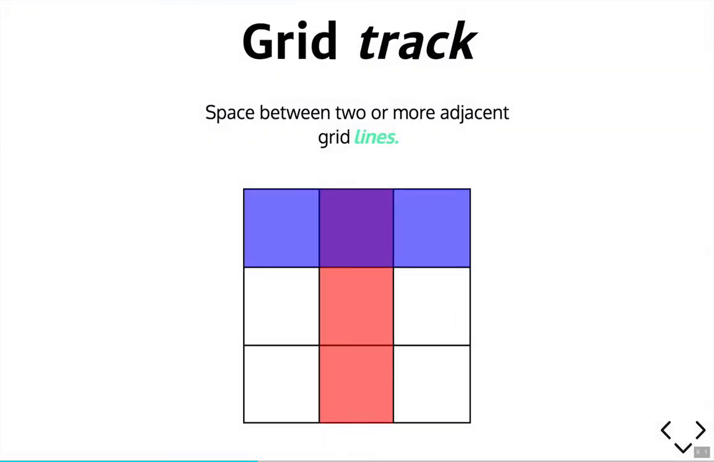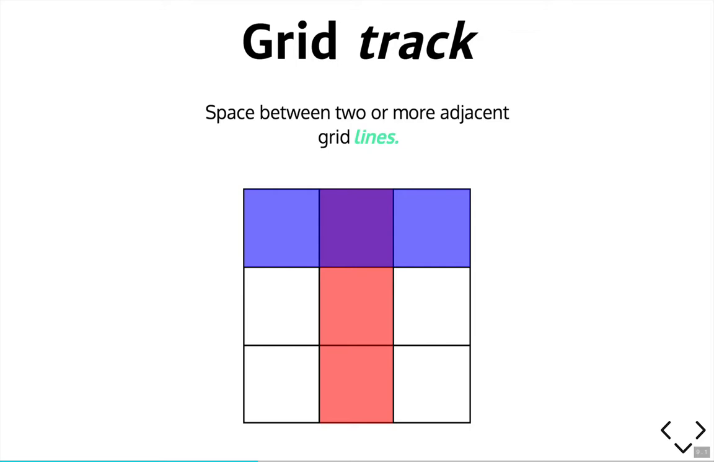Next is grid track. A grid track is the space between two or more adjacent grid lines. We'll talk about what grid lines are in CSS terminology part 2. But basically you can see with the examples highlighted that those are grid tracks. The columns and the rows that take up two or more blocks are a track.